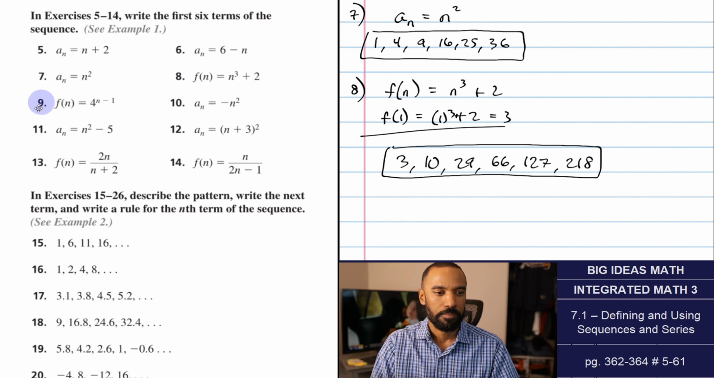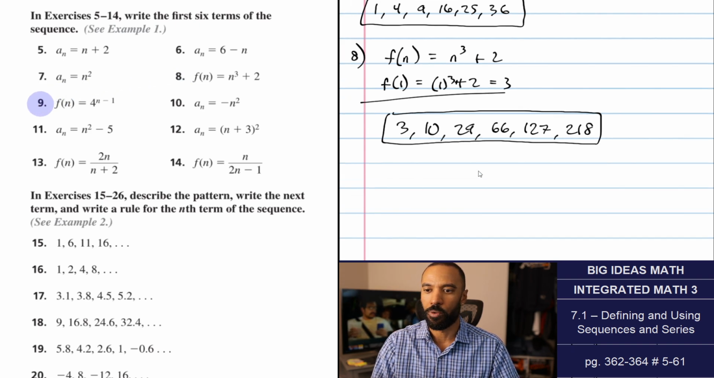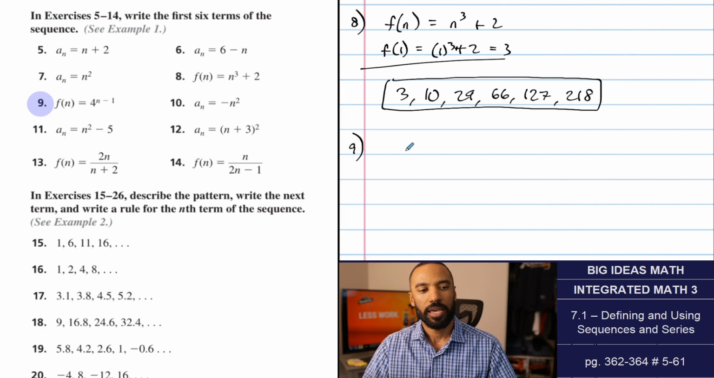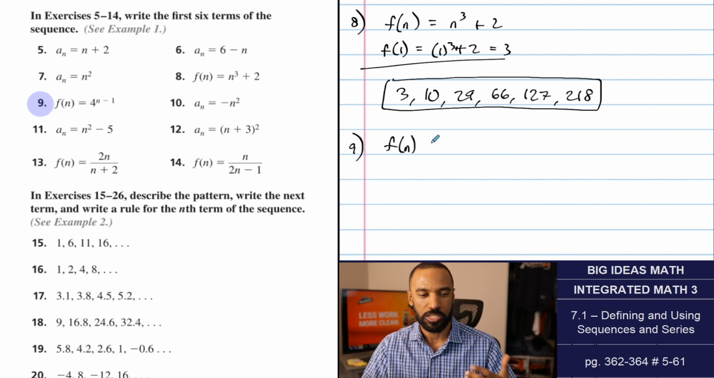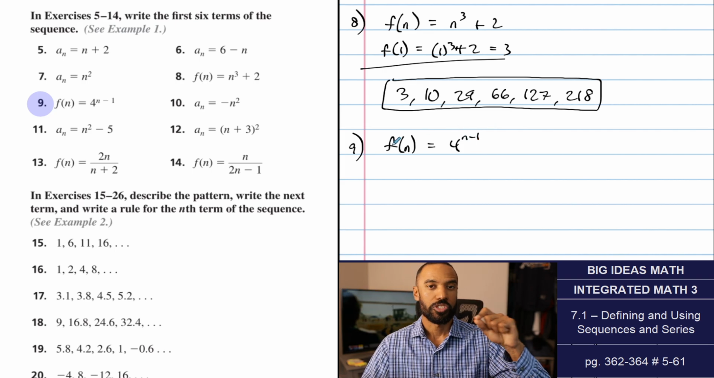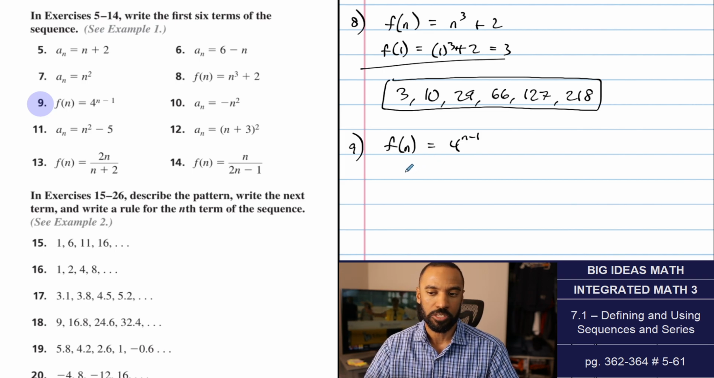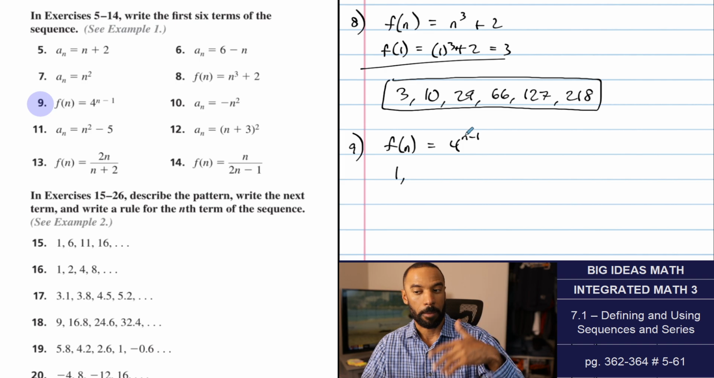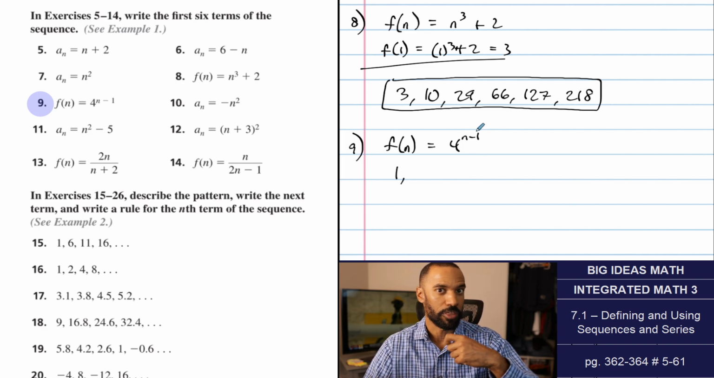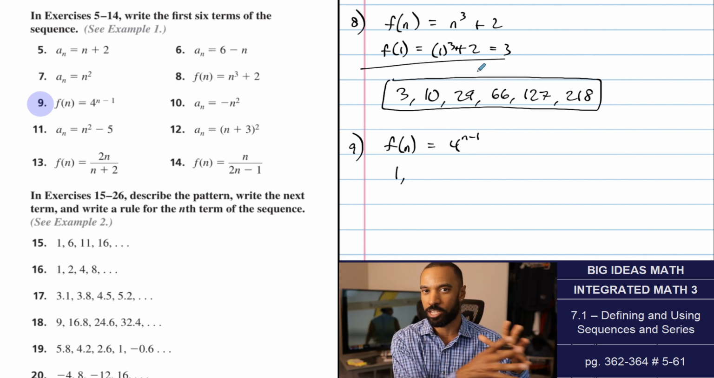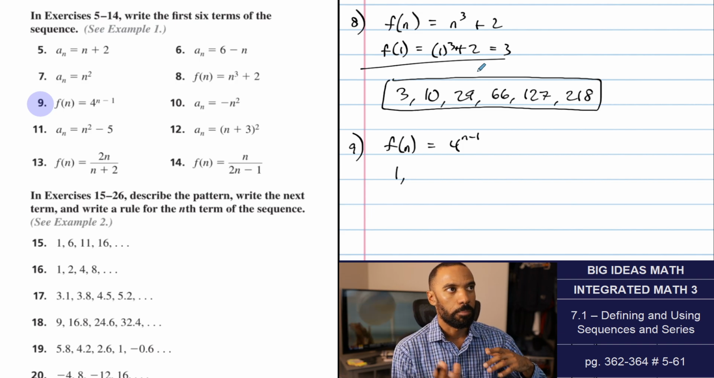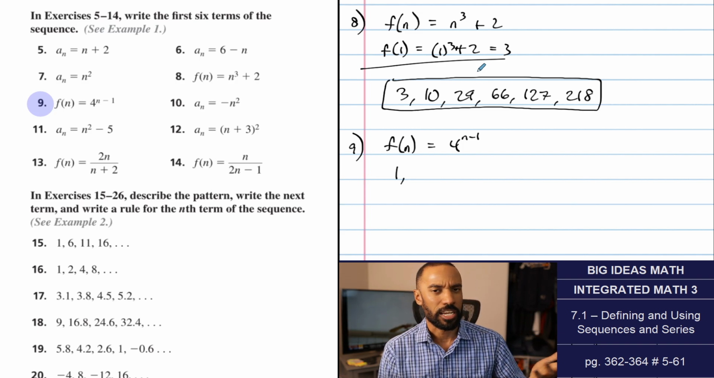Number 9, you have f of n equals 4 to the n minus 1 power. Again, I probably intend on doing these mentally, but hear me out as I go, okay? Substitute 1, that's 4 to the 1 minus 1 power, 1 minus 1 being 0, 4 to the 0 power is 1. Now, if you notice, I plug in 2, 2 minus 1 is 1, so we're doing 4 to the first power. We're just doing 4 to the next power, the next power of 4, literally.